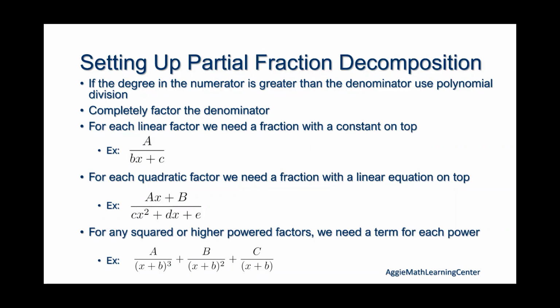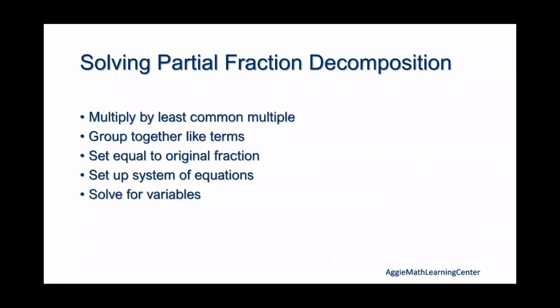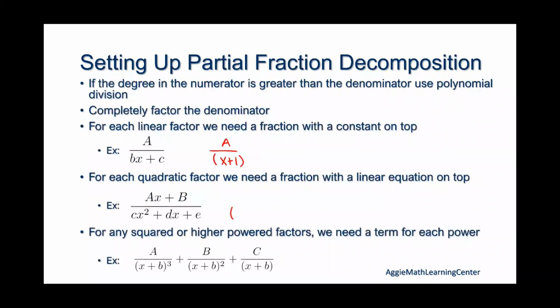Okay. Well, the 3 different ways that you'll do it. If it's just one factor on the denominator, like x plus 1 or something like that, you'll just give it one constant on top. If you have a quadratic factor that doesn't simplify, like if you had x squared plus 3x minus 1, I don't think that simplifies.